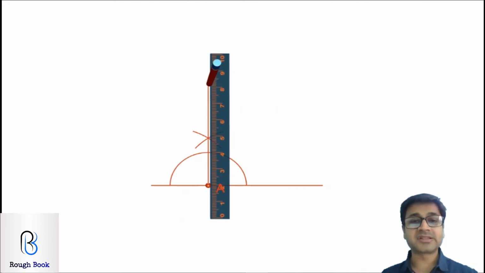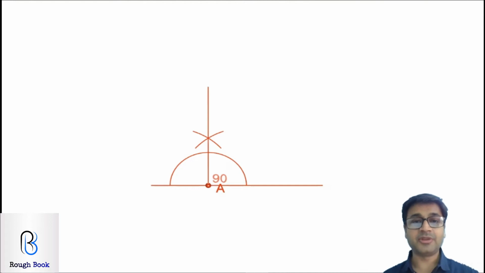Let me make you understand what we have done. We first kept the compass on this point, which was 0 degrees. And then we kept the compass on this point, which was 180 degrees. So basically we bisected 0 and 180. So we get the midpoint of that, that is the mid angle of that, that is 90 degrees.